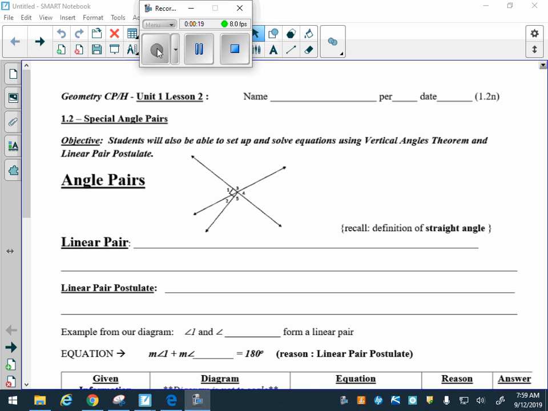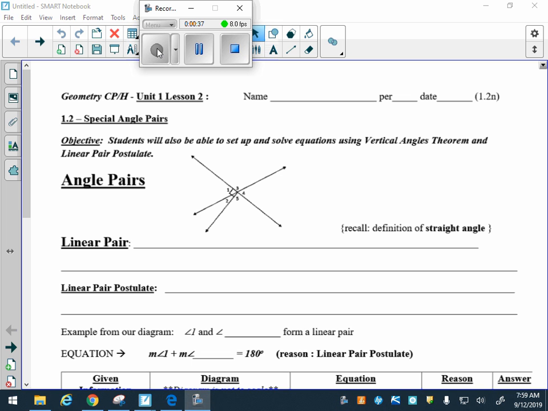So how many things are in a pair? Two things in a pair, right? A pair of shoes, a pair of earrings, a pair of eyes, whatever. So there's two things in a pair. So angle pairs, we're going to be learning different types of angle pairs. You have to remember that it's always just two angles at a time.